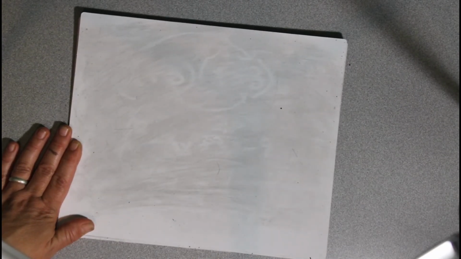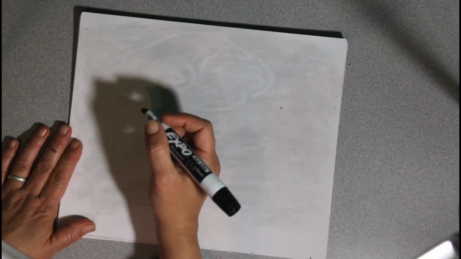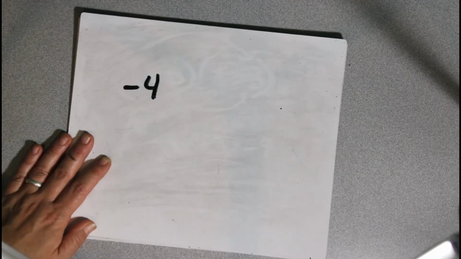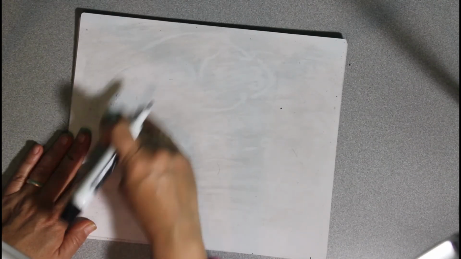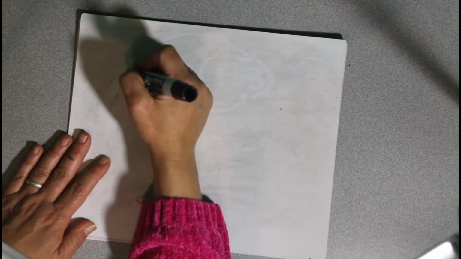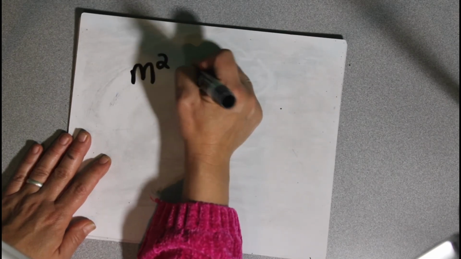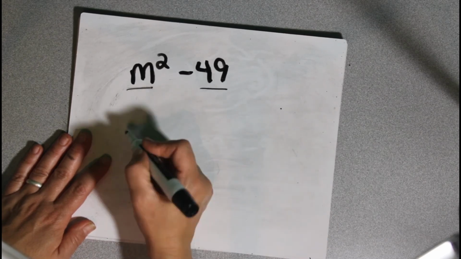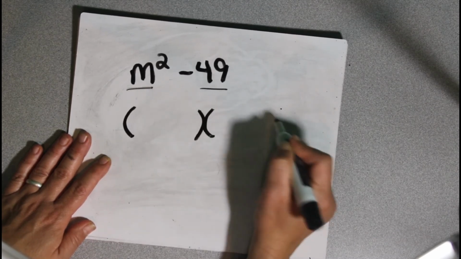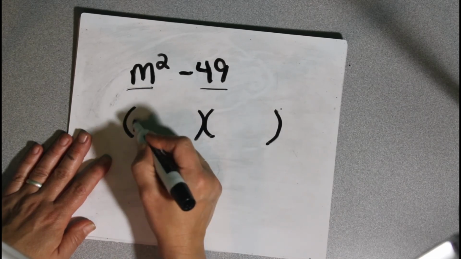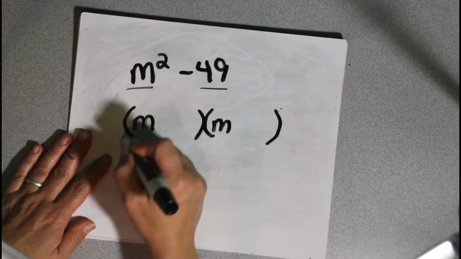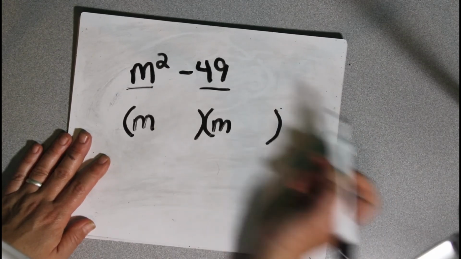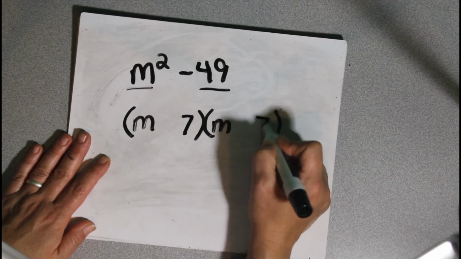Alright, so they're going to ask you to factor the difference of two squares. An example would be negative 4, let's not do that one. They wrote that one backwards. Let's say m squared minus 49. Well, we can see that this is a square number and that's a square number. So all we have to do is write our parentheses. And m will go in for both of these because m times m is m squared. And then what is the square root of 49? It's 7. So 7 goes in both of these.